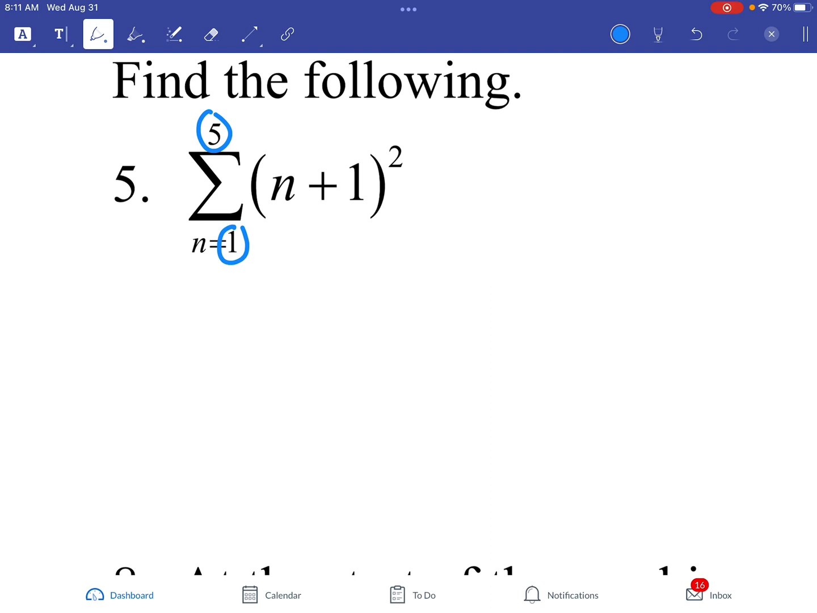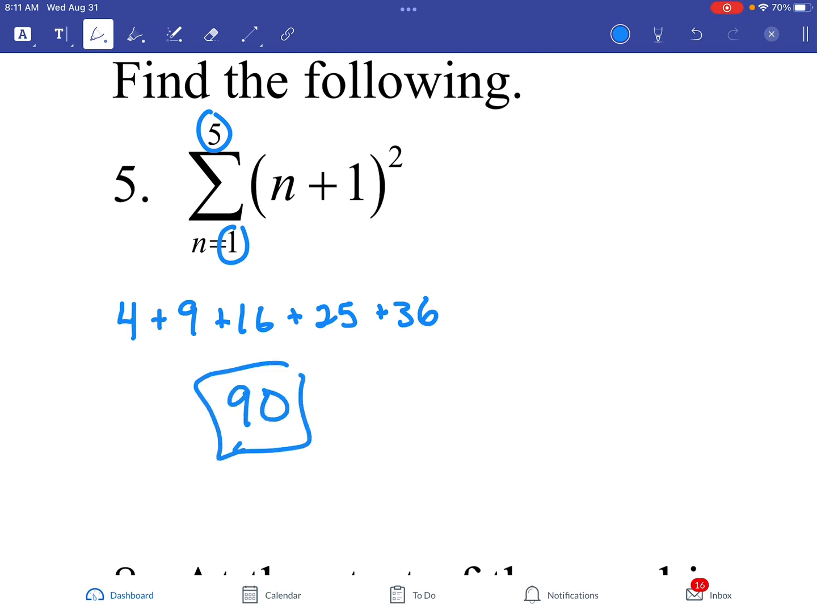So 1 plus 1 is 2, and 2 squared is 4. We put 2. 2 plus 1 is 3, and 3 squared is 9. And 3 in for that, you get 4. 4 squared is 16. Then we get 25. We get 36. So we're doing all the perfect squares, starting from 4. So we have 4 plus 9 plus 16 plus 25 plus 36. Gives me a grand total of 90. That is the sum of all the terms.